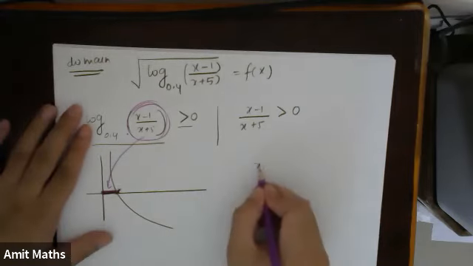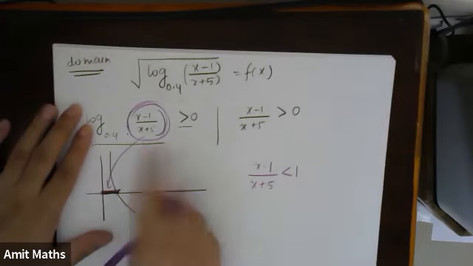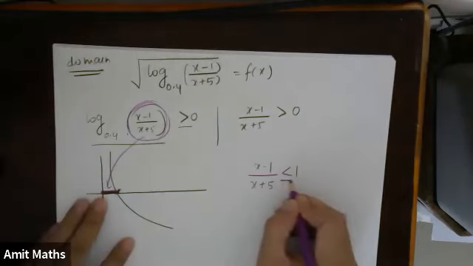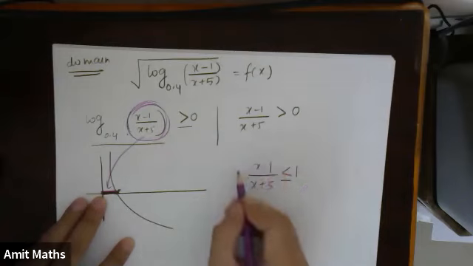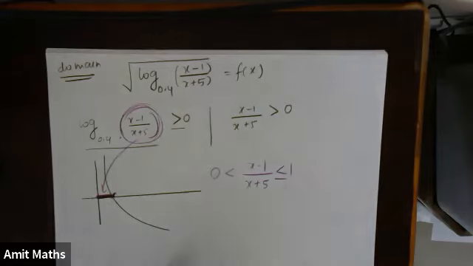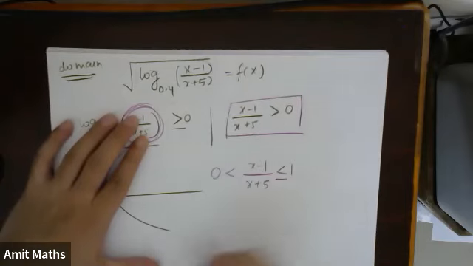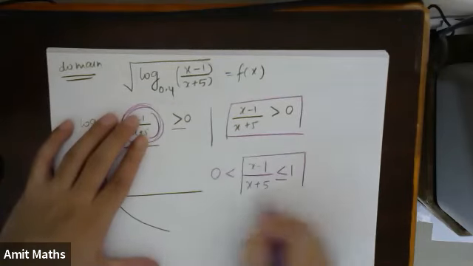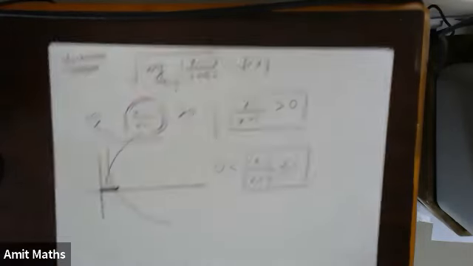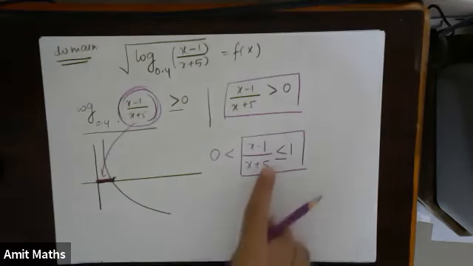That means x minus 1 upon x plus 5 should be less than or equal to 1, and this whole thing should be greater than 0. This has already been taken care of. So we'll find this condition separately and that condition separately, and whatever solutions we get from these two, we will take the intersection of them.